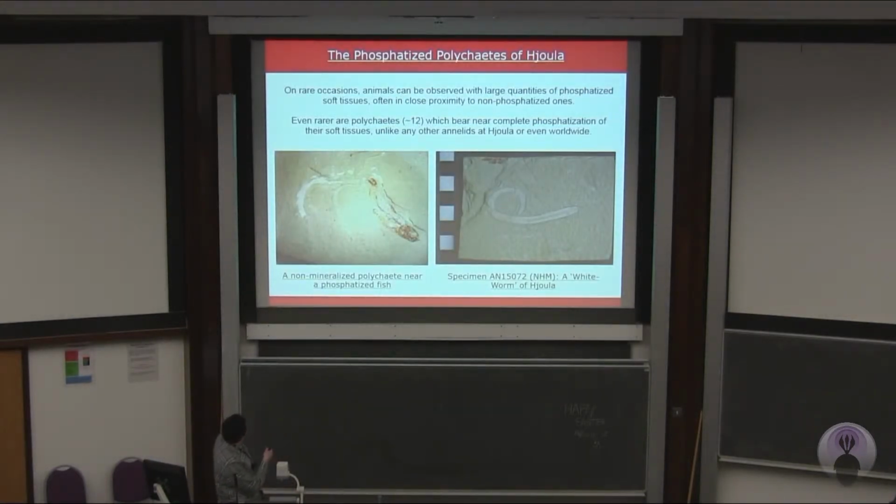As you can see here, this is often, as in this fish, inconsistent and poor, and most unusually, it occurs in close proximity to those organisms that also do not bear phosphatized tissues, which makes it an interesting paradigm to study. Even rarer are the aforementioned completely phosphatized polychaetes, of which we only know of about 12 worldwide. There may be another few in the NHM and elsewhere, but they're fairly expensive, so they're difficult to get your hands on.